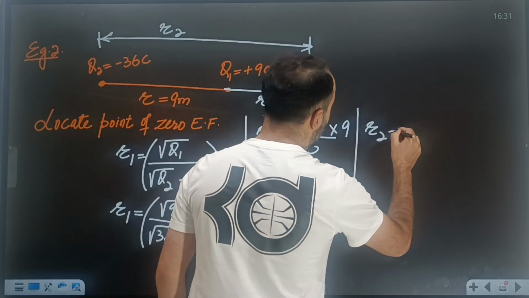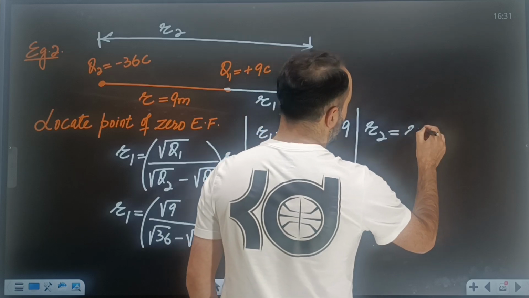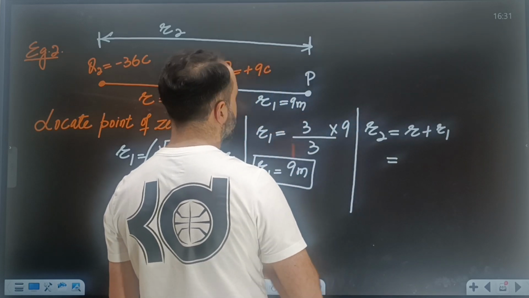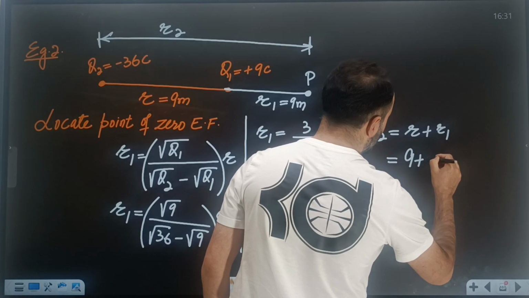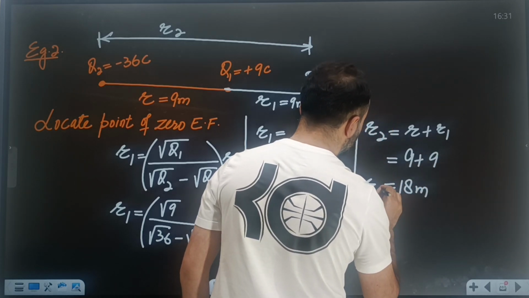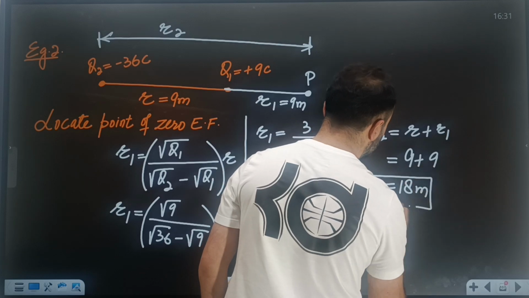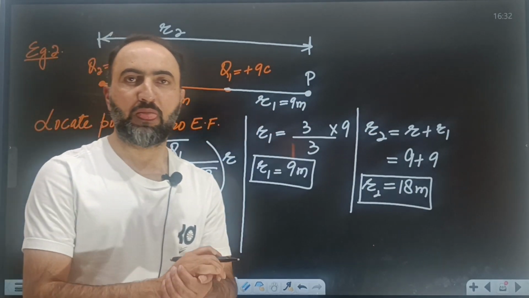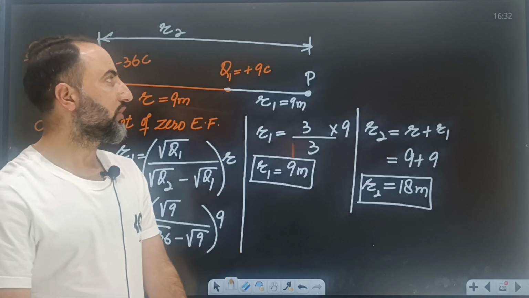So the value of R2 will be equal to R plus R1, okay? Now, what is the value of R? That is 9. What about R1? That is also 9. 9 plus 9 is equal to 18 meters. So the value of R2 comes out to be 18 meters. Hence we are done with calculating the value of R1 and the value of R2.